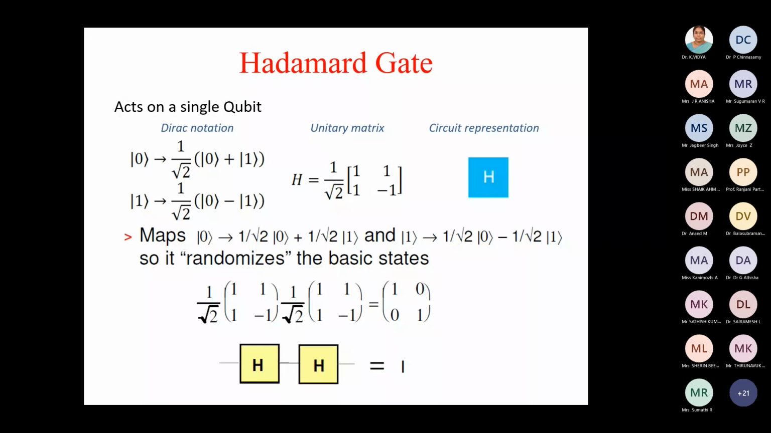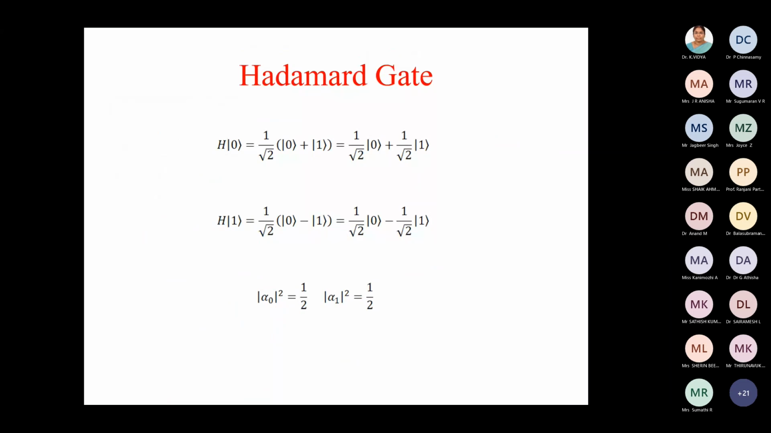Another gate that comes is called the Hadamard gate. If I apply it on the 0 state, it gives me 1 by root 2 times 0 plus 1. If I apply it on 1, again we get this kind of state. The matrix is this, and the circuit representation is this. And this is self-inverse, meaning if you apply this gate 2 times on a state, you get identity. Now you understand this.